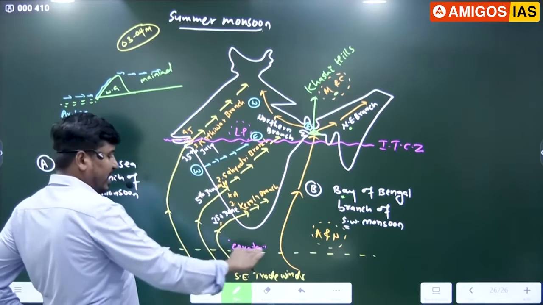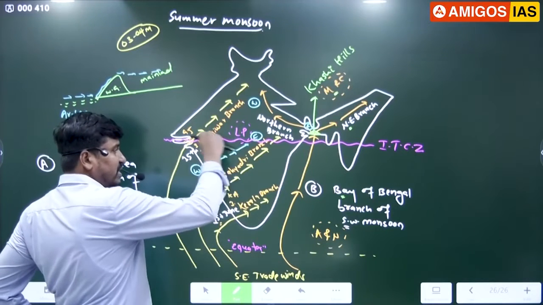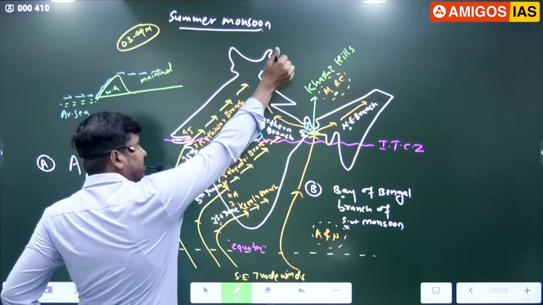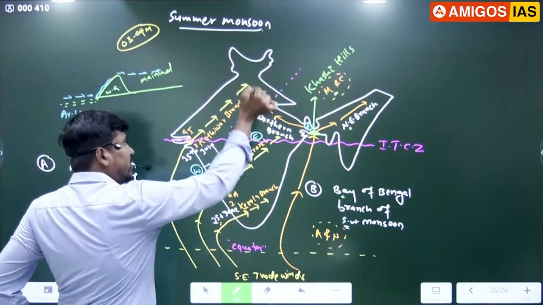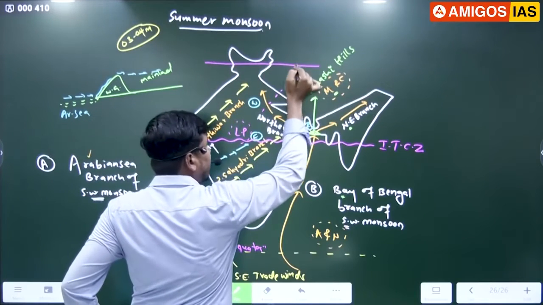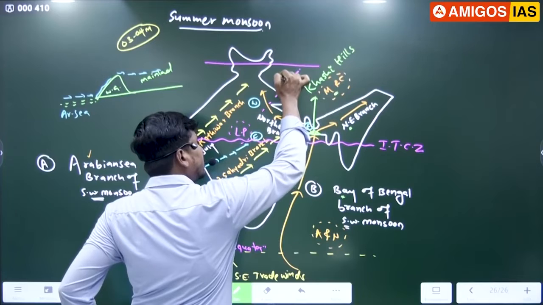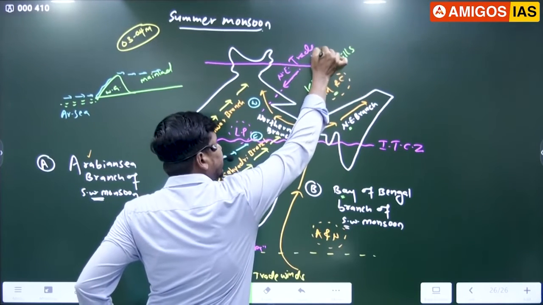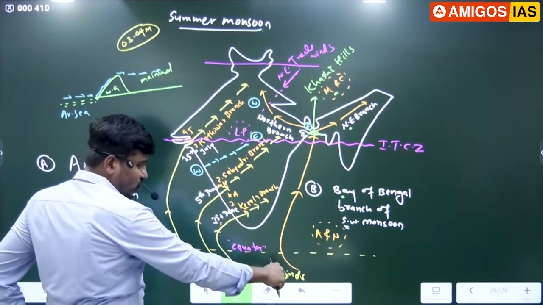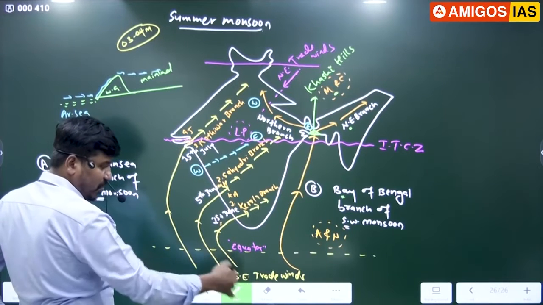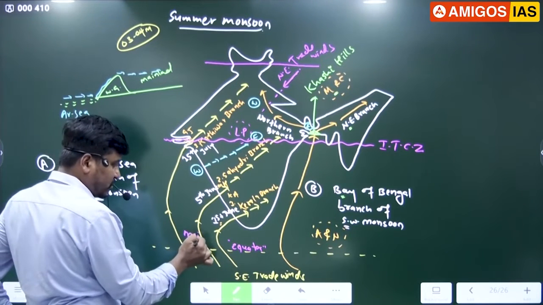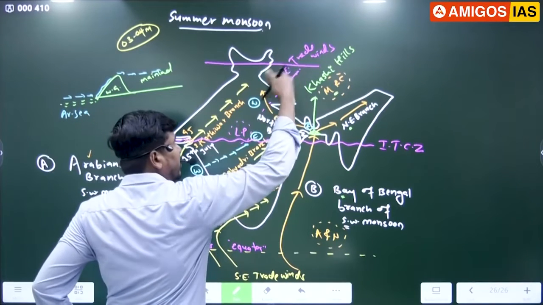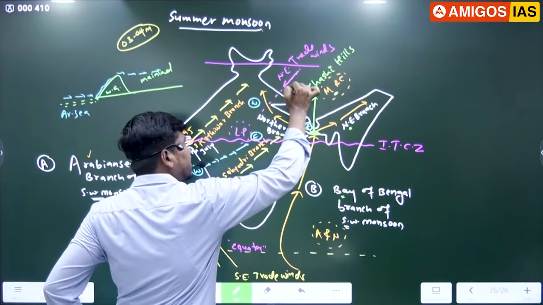And one more important point: these winds travel up to this Gangetic Plain, because the low pressure area is there at the Gangetic Plain, and here the winds come from this side also, that we call, just listen, northeast trade winds. And these northeast trade winds are the dry winds because they come from the land, and the southeast trade winds are the moist winds coming from the water body.